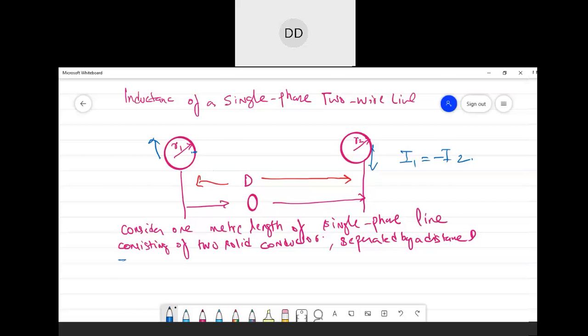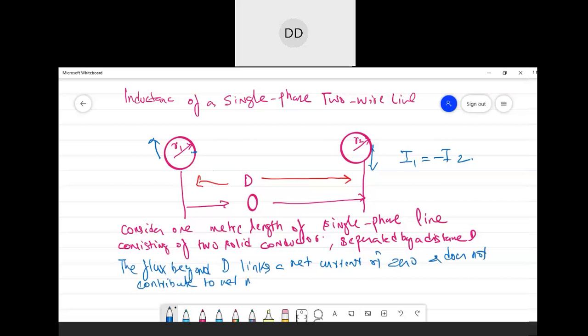This is a very important point. The flux beyond d links a net current of 0, and does not contribute to the net magnetic flux linkage. So we are here to understand the total contribution. Thus, to obtain the inductance of conductor 1 due to the net external flux linkage, how do we do that?